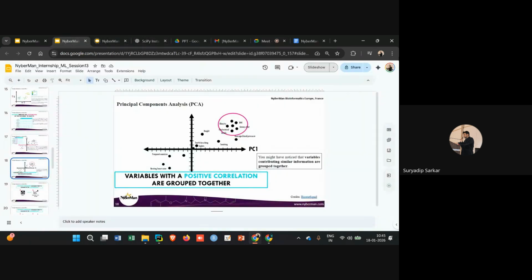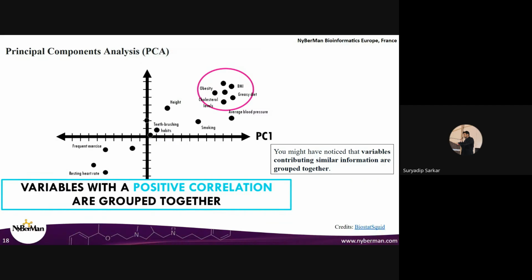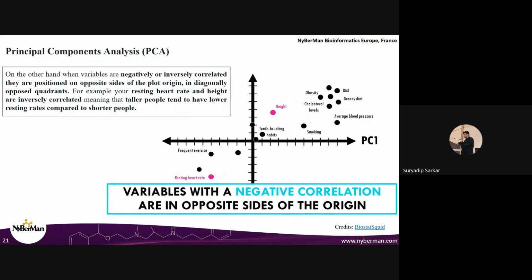Now, naturally, variables with positive correlation are grouped together. So variables with negative correlation, such as height and resting heart rate, are on opposite sides of the origin. So these are not grouped together, rather they are on the opposite sides of the origin.